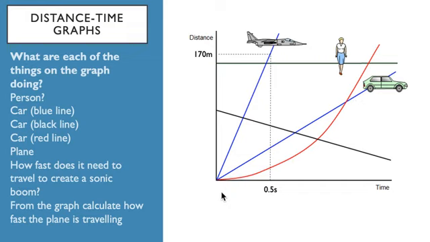So I would like you to basically, first of all, after I've stopped talking any second, pause the video and describe what is happening, what's the person doing, what are the 3 lines for the car, what do they show, what does this line for the plane show, and then you can also find what speed that plane was going, and maybe you'll know how fast you need to go to create a sonic boom as well. Okay, so pause the video, maybe jot them down, and I'll tell you the answer in a sec.